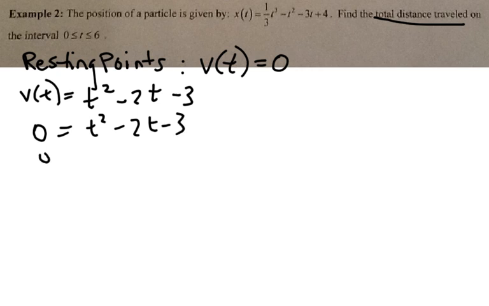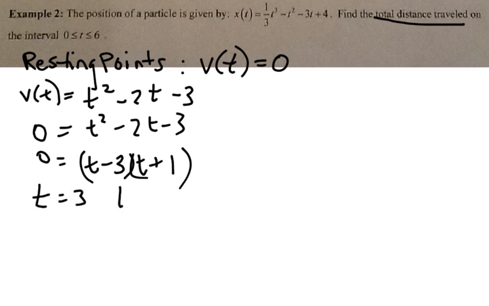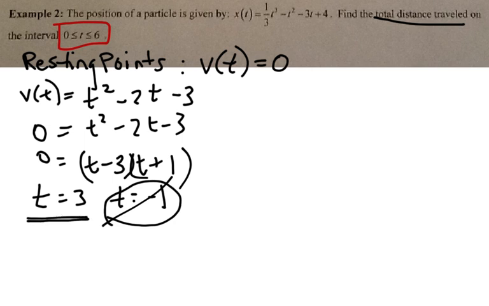Is this factorable? Yes, it is. Set each factor equal to 0, t equals 3, or t equals -1. Now, this -1 we can cross out because it does not fall within our time interval from 0 to 6. So really the only one we need here is one resting point at time t equals 3.